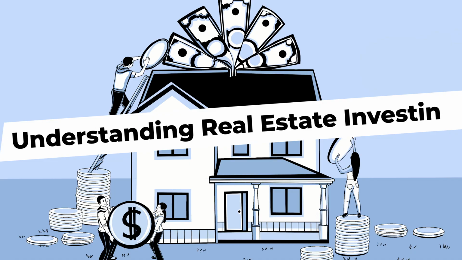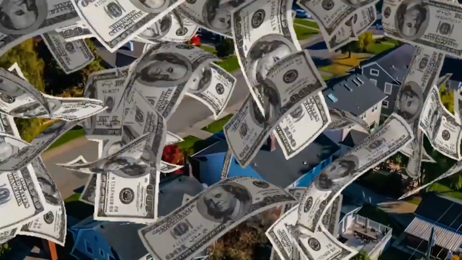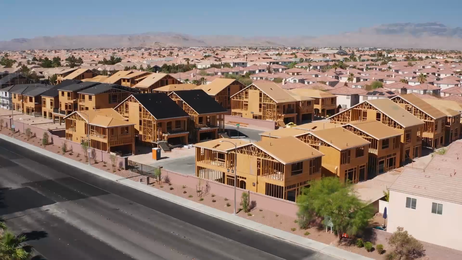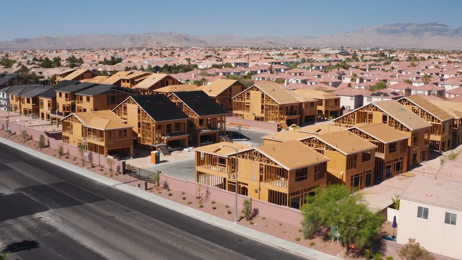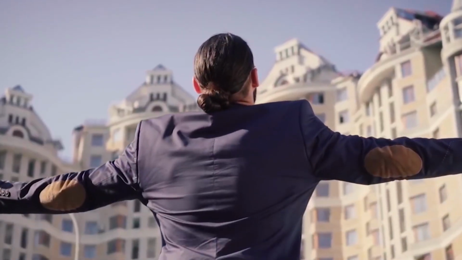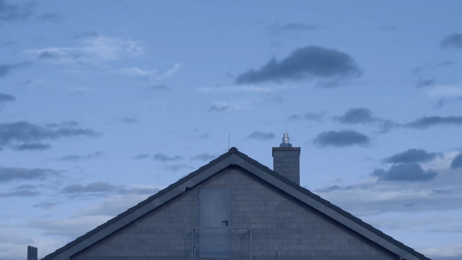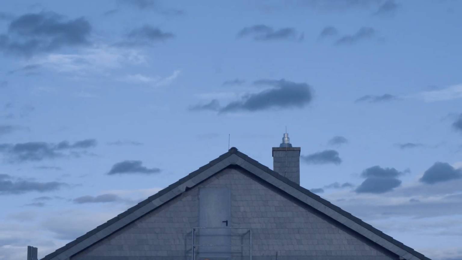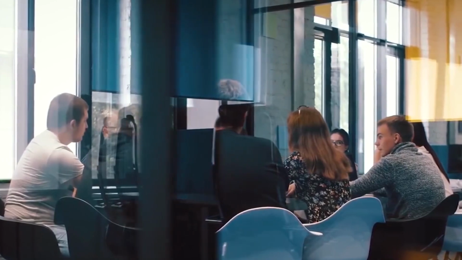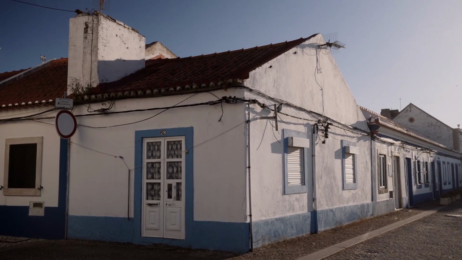Understanding real estate investing. Before diving into the investment process, it's essential to understand the fundamentals of real estate investing. Real estate can be classified into various categories, including residential, commercial, industrial, and raw land. Each category has its own unique characteristics and considerations. Residential real estate typically involves properties such as single-family homes, condominiums, or apartment buildings, while commercial real estate includes office buildings, retail spaces, and warehouses.